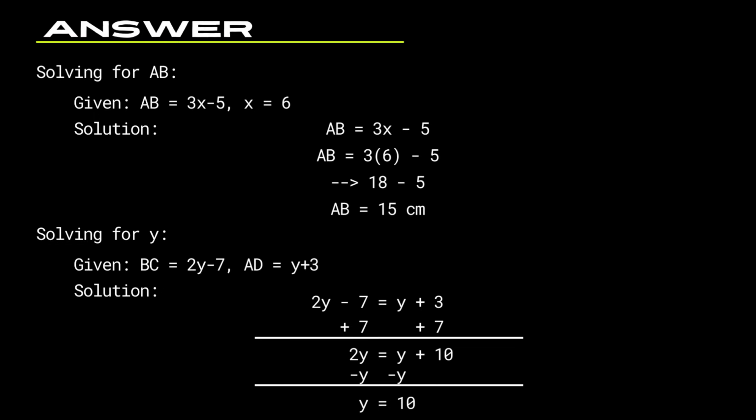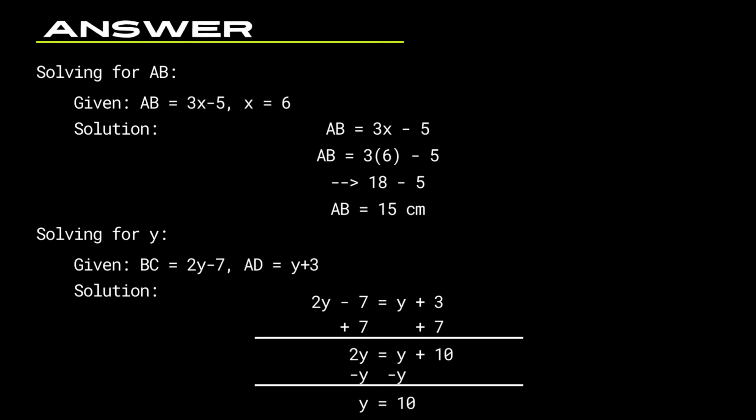Next, solving for AB, given AB is equal to 3x minus 5 and x is equal to 6, we'll have the equation AB is equal to 3x minus 5.